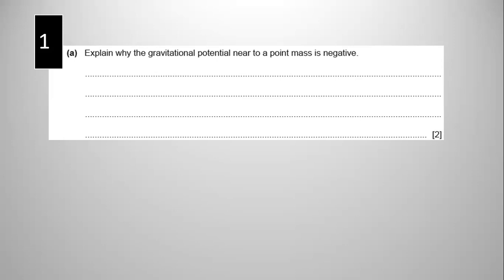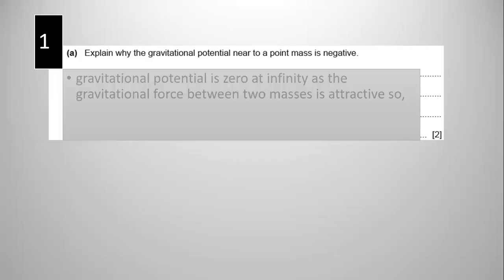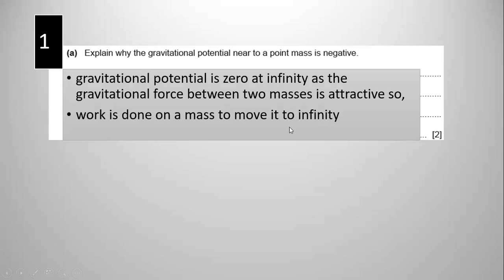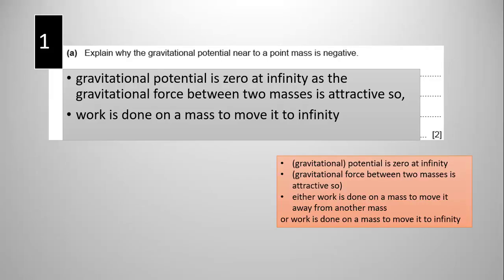Work is done by attractive gravitational field to bring a mass from infinity, where potential is 0, to a point closer to another. Okay, the first one they will give is gravitational potential is 0 at infinity. As the gravitational force between two masses is attractive, work is done on the mass to move it to infinity. Okay, these are alternative answers on the marking scheme.